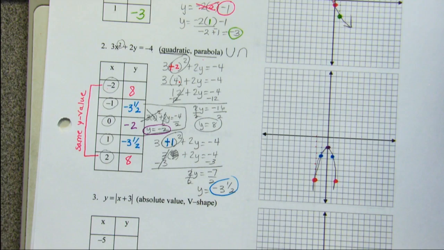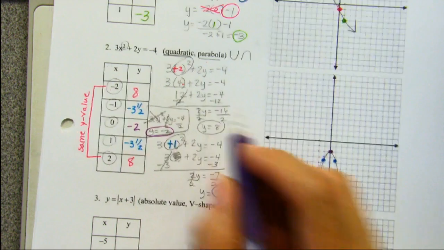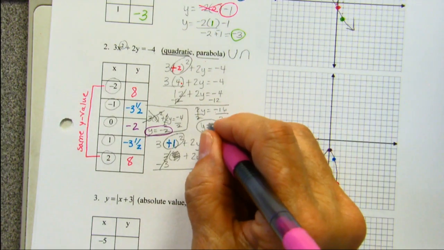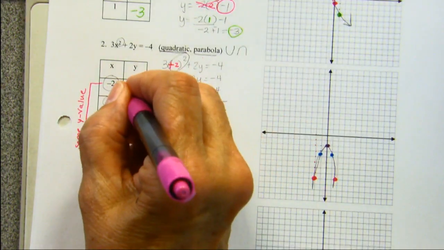Why'd you go down 8 if they're positive 8? Oh, because they're supposed to be negative 8. I'm sorry. Thank you so much. Look at that. Negative 16 divided by 2 is negative 8, not positive 8.